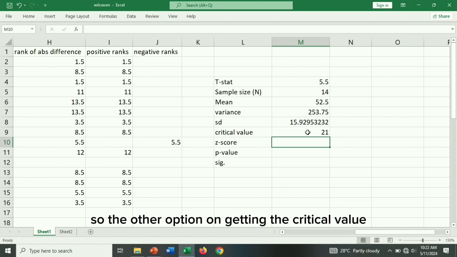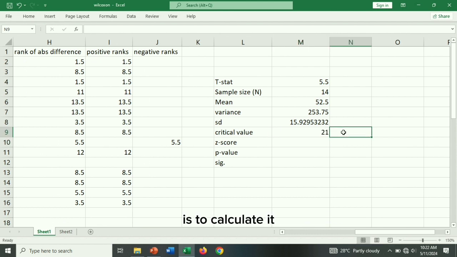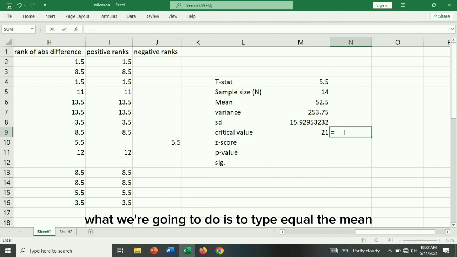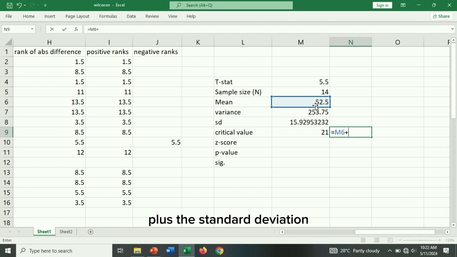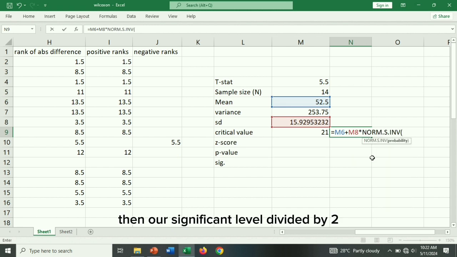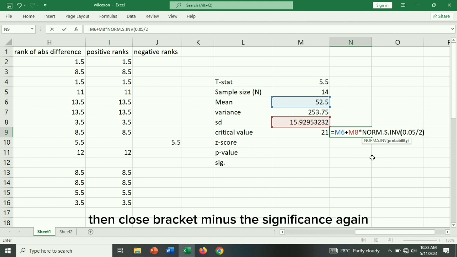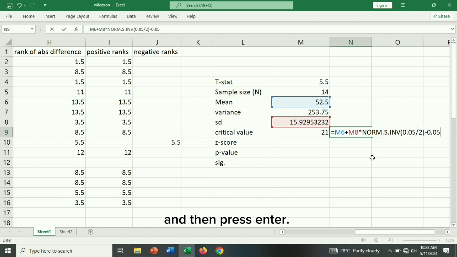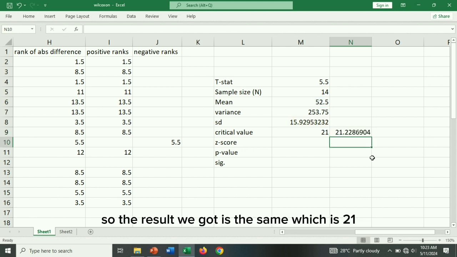The other option for getting the critical value is to calculate it. What we're going to do is to type equal the mean plus the standard deviation multiplied by the inverse normal cumulative distribution function, then our significance level divided by 2, then close bracket, minus the significance again, and then press enter. The result we got is the same, which is 21.